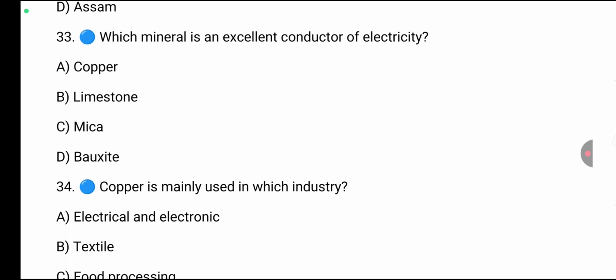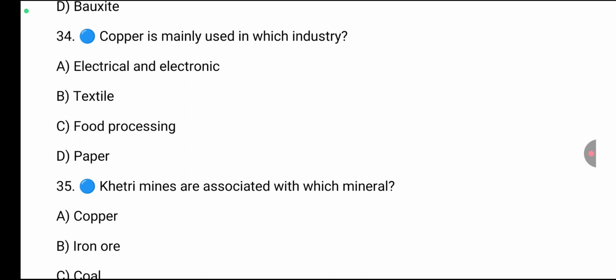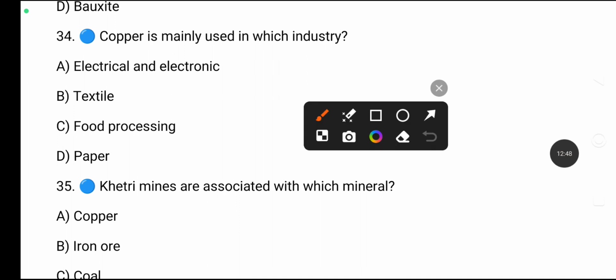Okay. Now moving on to question number 34. Copper is mainly used in which industry? Electrical and electronic, textile, food processing, paper. That is A, electrical and electronic.